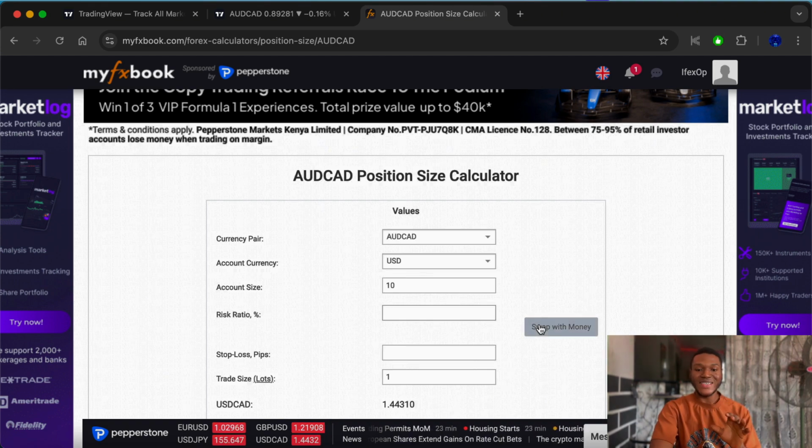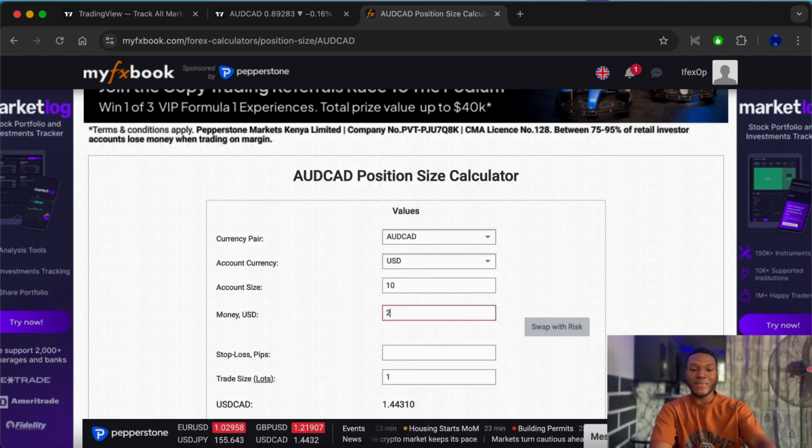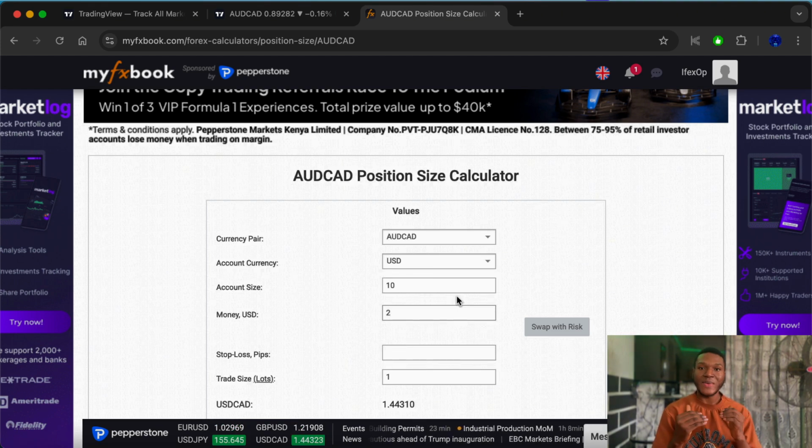So what you do in this case is you press swap with money. If I'm swapping with money right now, then I put in how much I want to lose, how much I'm looking to risk. For a $10 account, I'll say you risk between $1 to $2, because that's very good risk management for a $10 account. For the $2, you need to lose 5 trades in a row before the account blows, while if you're risking $1 per trade, you have to lose 10 trades in a row before the account goes.